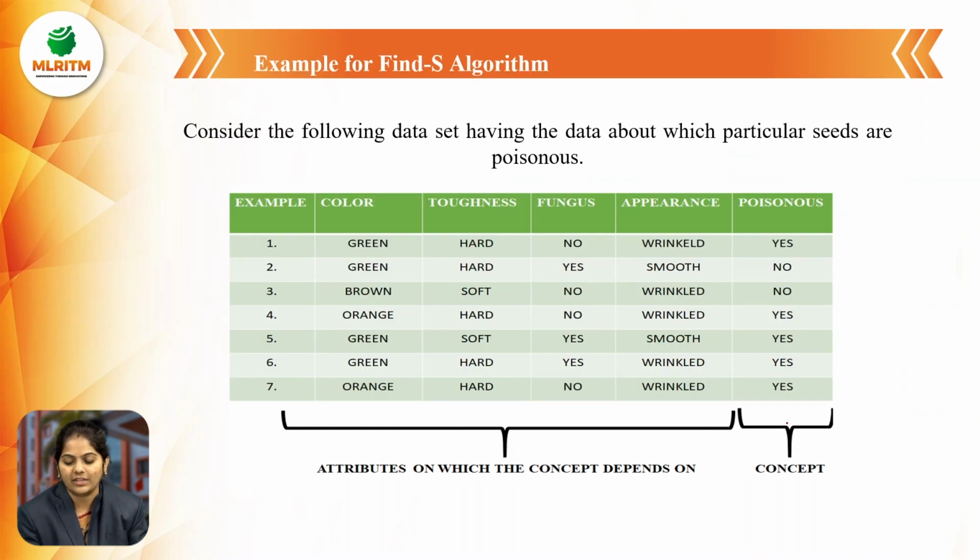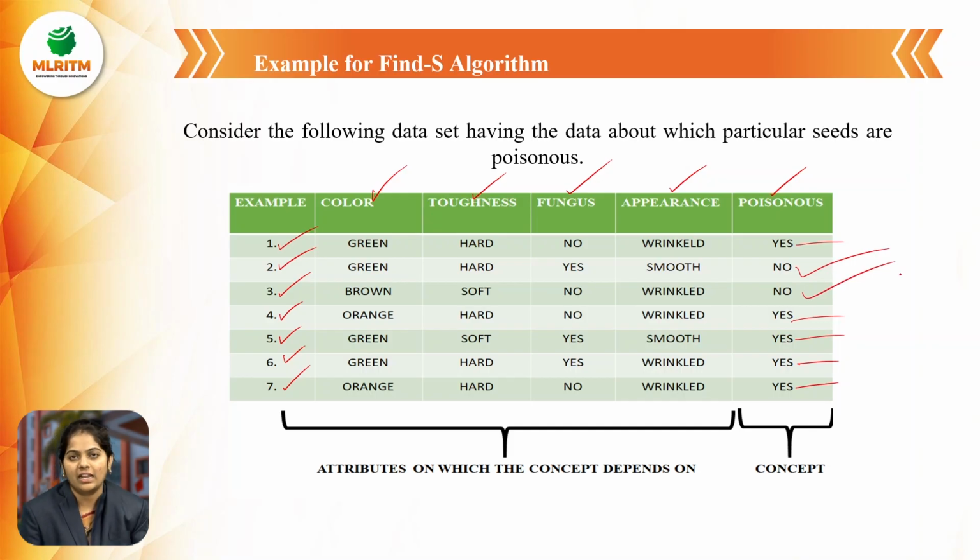This is one kind of data set used to check whether a seed is poisonous or not. These are the attributes: color, toughness, fungus, appearance, and poisonous. And there are example 1, example 2, example 3, up to 7. So 7 examples were taken for this calculation, and here S is mentioned as a positive example, and we have 2 negative examples. For the Find-S algorithm, we'll use only positive examples.